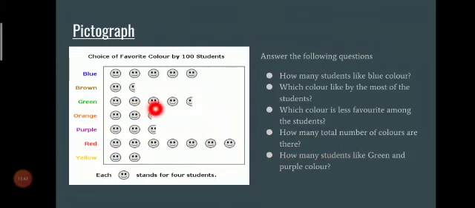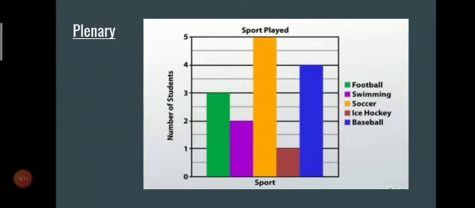In front of green color, count the number of students. Each smiley represents 4, half represents 2. And then count purple. This is 4, but this is 3. The last smiley of purple shows 3 students. Add them all and give me the answer. After that, we are going to move on to the next slide.